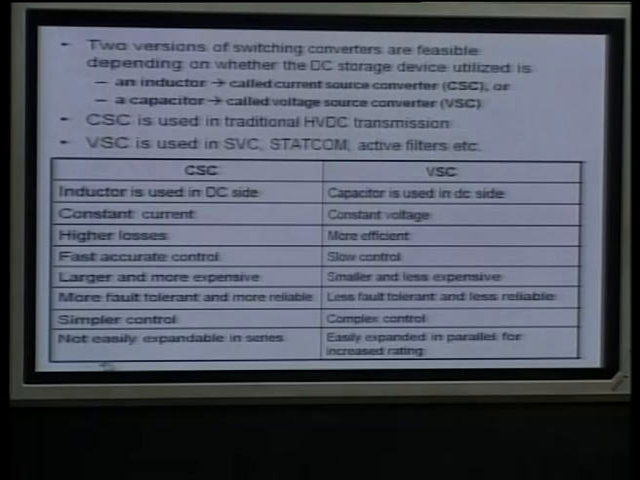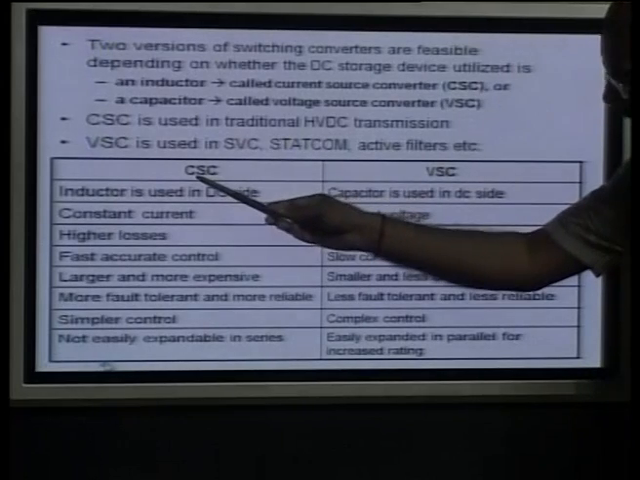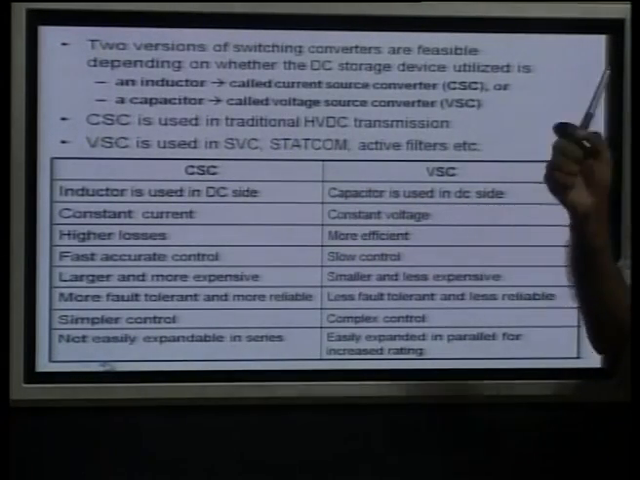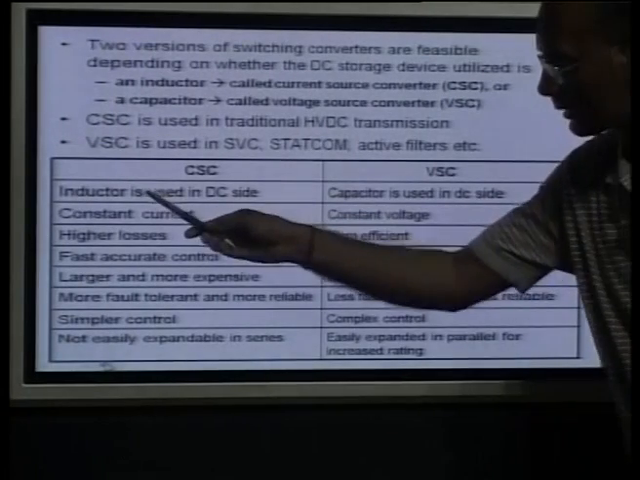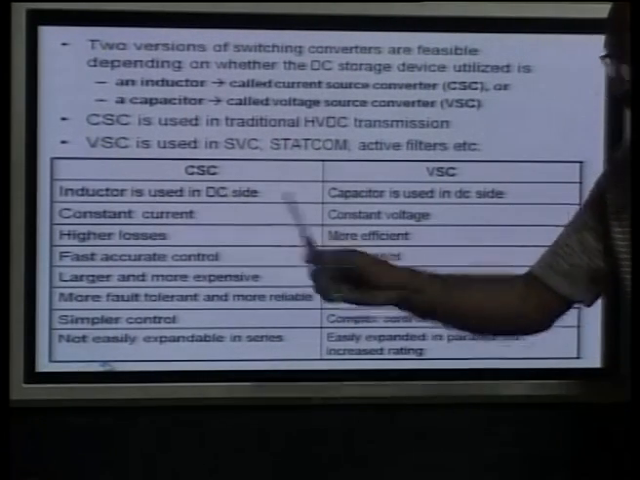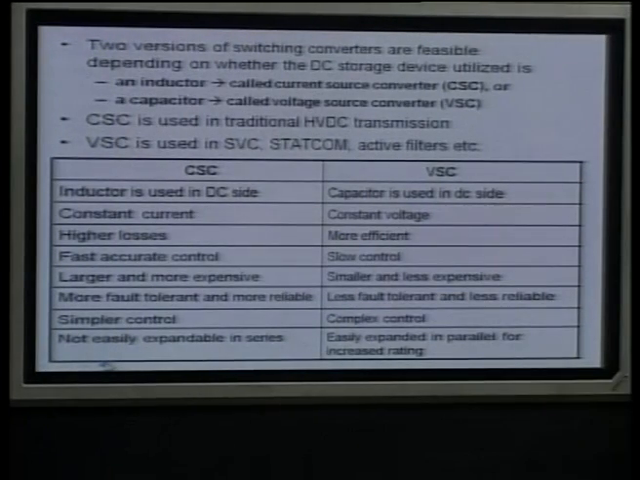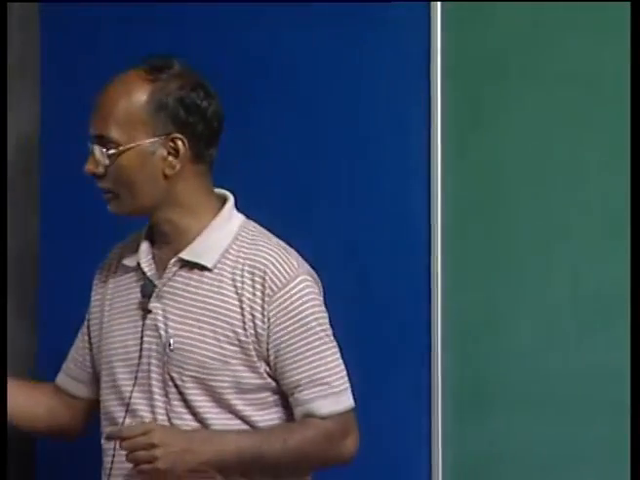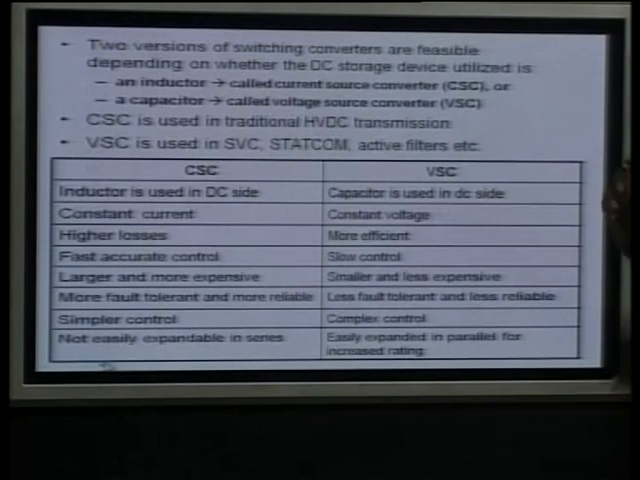In the CSC, I think I should explain here, as its name says, the current source converter means current is constant. We are dealing with the current. So here an inductor is used on the DC side. However, in the VSC, the capacitor is used on the DC side. In CSC mode, we operate in constant current mode, means current is normally kept constant. However, in the VSC the voltage is constant on the DC side.